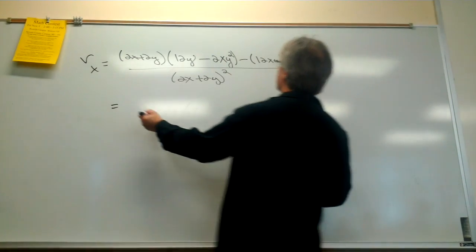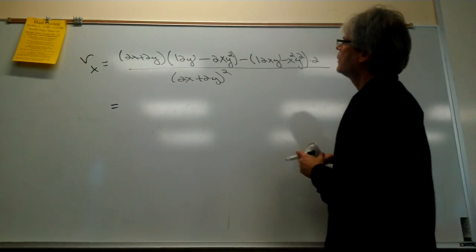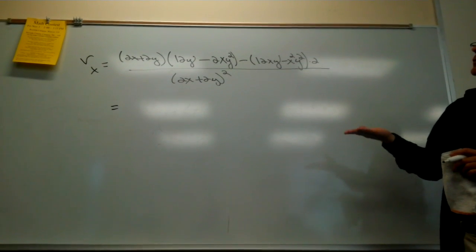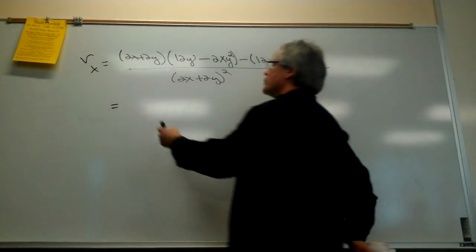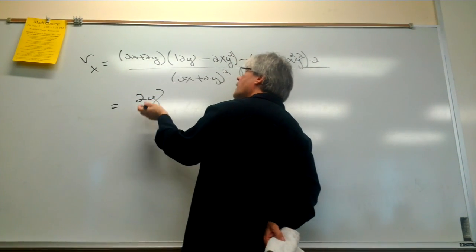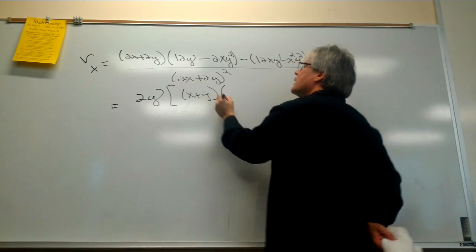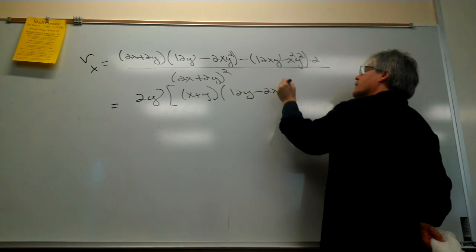You'd probably pull out a factor. All I can pull out is a y. Two can come out of everywhere. Well, I think I'll pull out a 2. I can pull out a y. Can I pull out an x? No. But I can pull out a 2 and a y, at least in the numerator. And I think here's what's left over: is that an x plus y times a 12y minus 2xy squared?